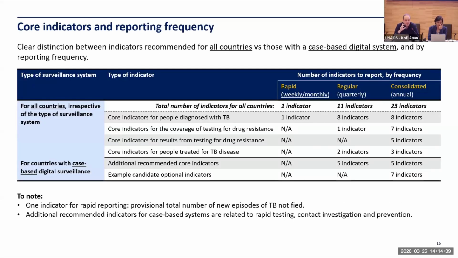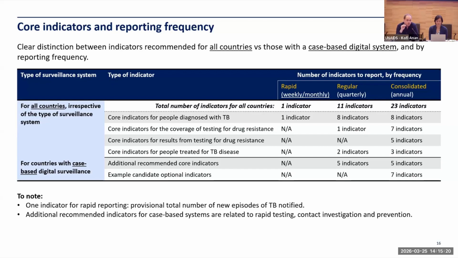So this is just a very high-level picture of the core indicators and the reporting frequency that are included in the guidance. So we have those, as I mentioned, for all countries, irrespective of the type of surveillance, and then those for countries with the case-based digital surveillance in place. And I just want to draw your attention to the total number of indicators for all countries. And we see that we have 3 different reporting frequencies. We have one indicator that we're recommending for rapid reporting. So that's either weekly or monthly, depending on the system that you have in place. And that indicator is the provisional total number of new episodes of TB notified in that period.